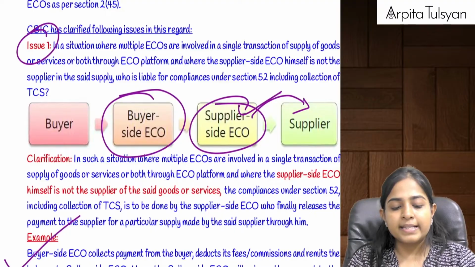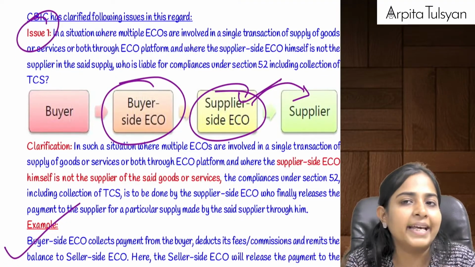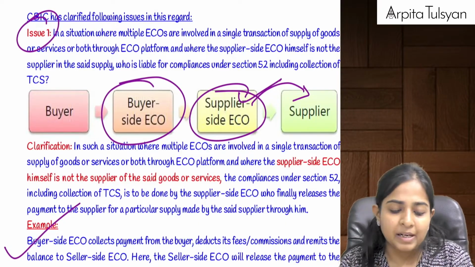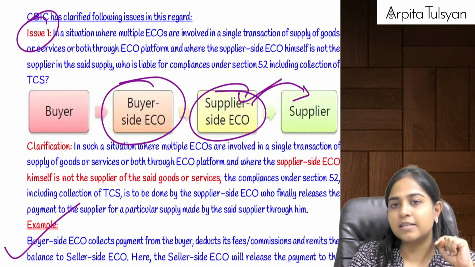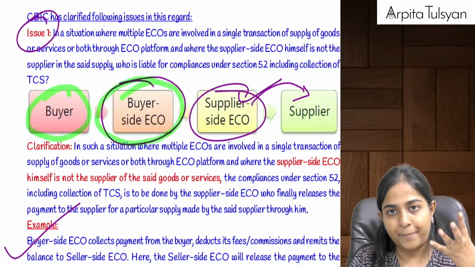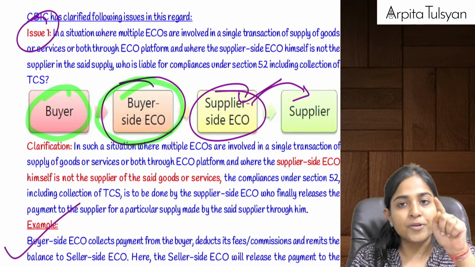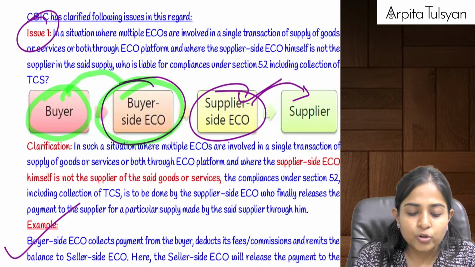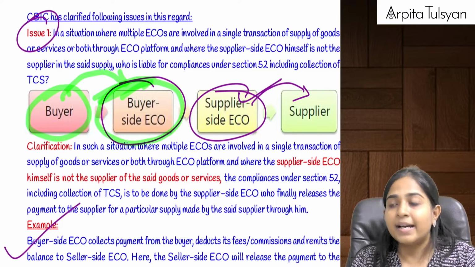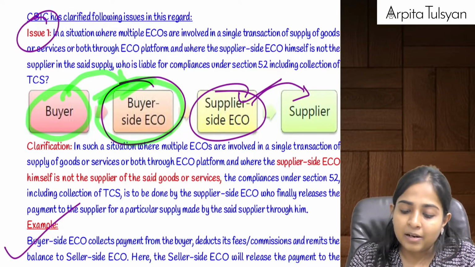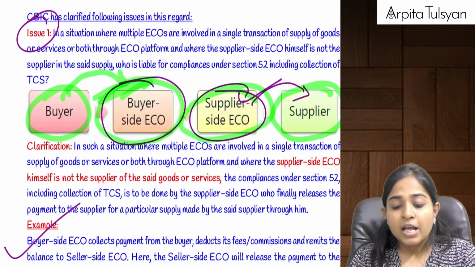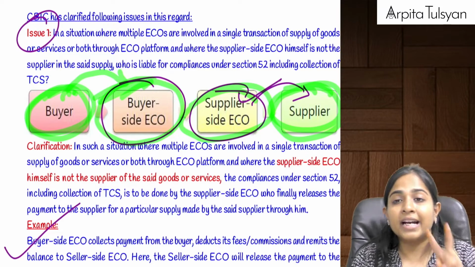Now in this ONDC also, in between there can be multiple ecos. For technical purposes there can be multiple ecos in between. As you can see here from the diagram, this is the first issue. Let's say there is a buyer who wants to buy, so he goes to an app. Let's say Paytm is offering the option of ONDC purchases there. So the buyer goes to the website or to the app of Paytm. So your Paytm is called the buyer side e-commerce operator. Now similarly, there will be a supplier who is willing to supply his product through a particular e-commerce operator. So now here between buyer and supplier there are two e-commerce operators.